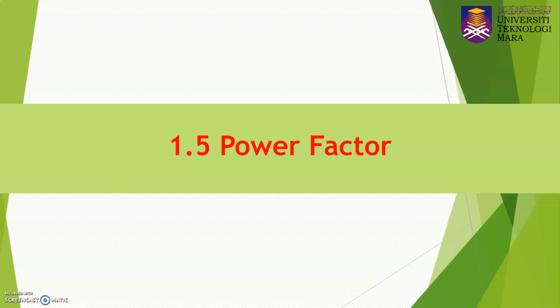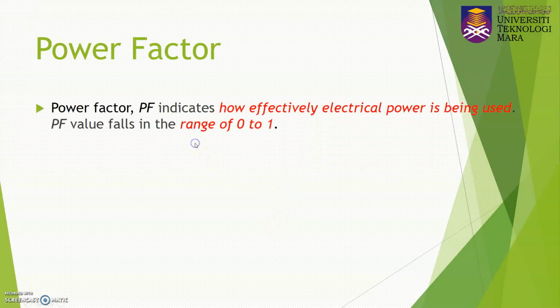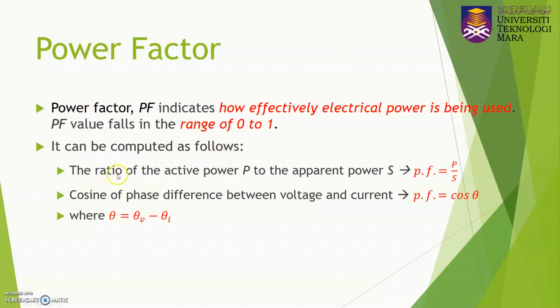Then we go to the second subtopic, which is power factor. What is the concept of power factor? Power factor indicates how effectively electrical power is being used, and its value can range from 0 to 1. Based on the power triangle, you can use the formula of active power P divided by the apparent power S. So power factor is equal to P divided by S. You can also calculate it based on the cosine of the phase difference between the voltage and current. So the power factor is also equal to cos theta, where theta is theta V minus theta I.